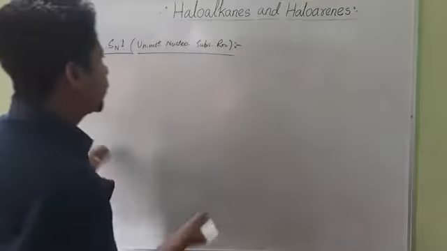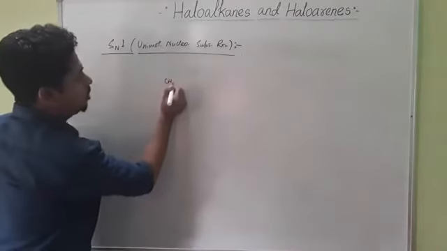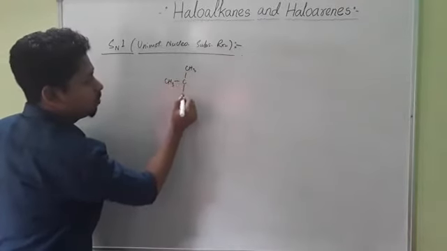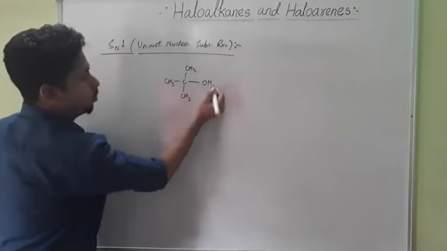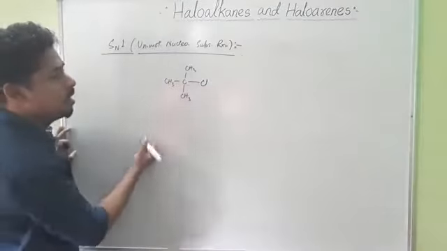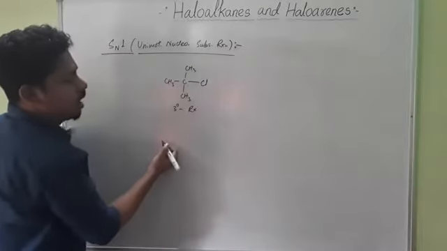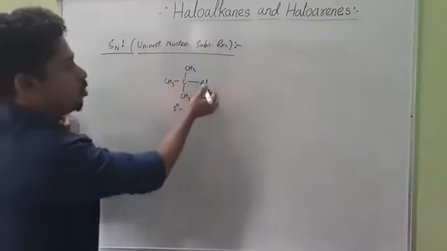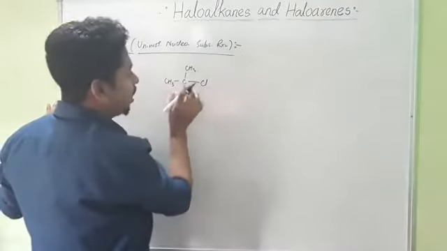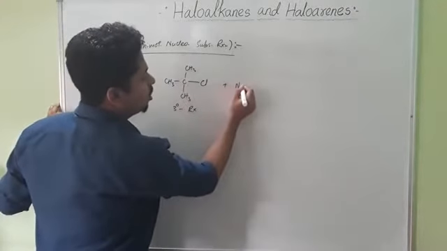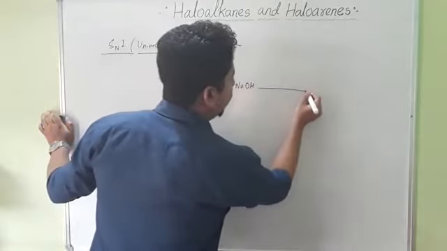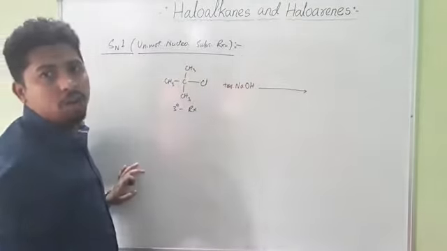So let us take one reaction. Suppose CH3, bond C, bond CH3, bond CH3, bond Cl. This is a 3 degree alkyl halide, 3 degree RX or 3 degree haloalkane. Why is this 3 degree? Because the carbon to which the halogen is attached is attached to 3 alkyl groups. That's why this is 3 degree. When this 3 degree alkyl halide is treated with aqueous NaOH or aqueous KOH, it will form 3 degree alcohol.